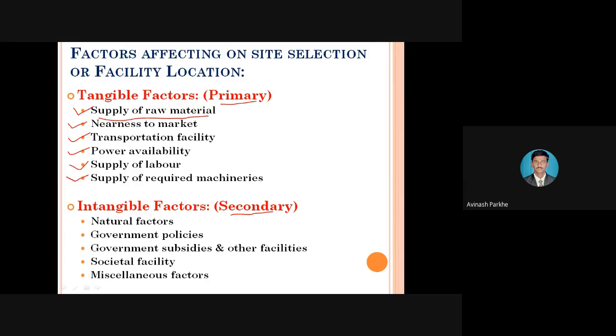Then supply of required machinery. Supply of required machinery means your equipment, whatever machineries we are using to convert raw material into finished goods. So many suppliers are available. So supply of required machinery also falls under the tangible factor. Sometimes if your machine is under maintenance, you can immediately take that component, visit another industry, and prepare that product immediately.